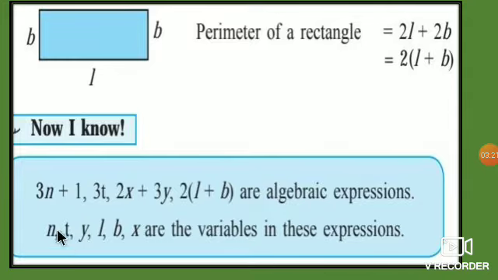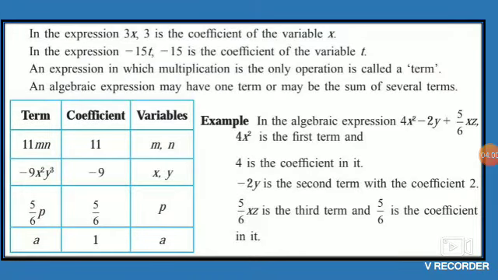So now you know that 3n plus 1, 3t, 2x plus 3y, 2 times L plus B are algebraic expressions. Here n, t, x and y, L and B are the variables in the above expressions. When terms are expressed in the form of operations, means addition, subtraction, like these operations, those are called algebraic expressions.